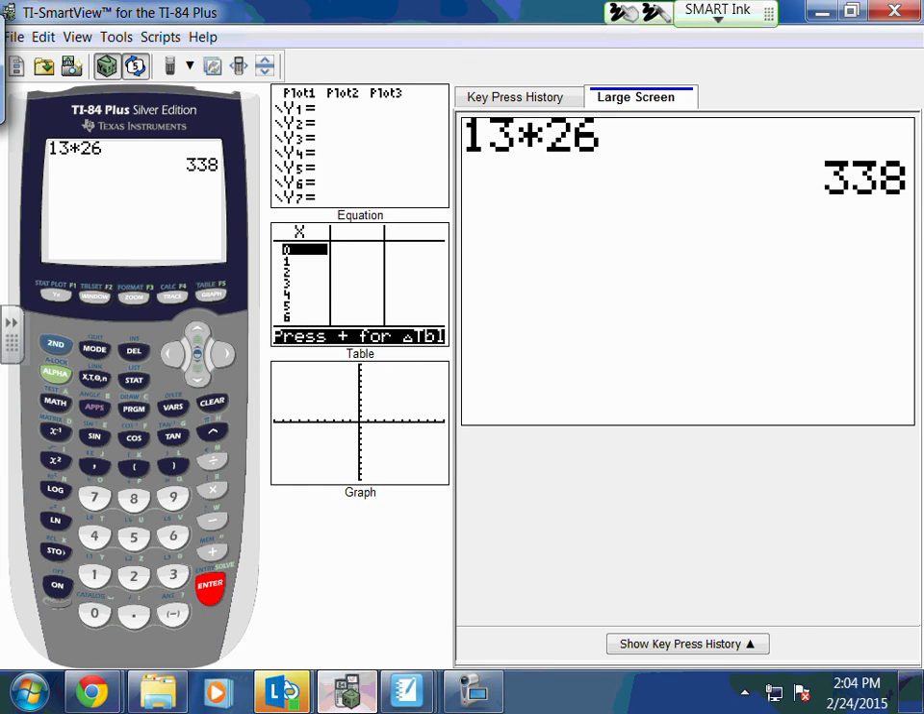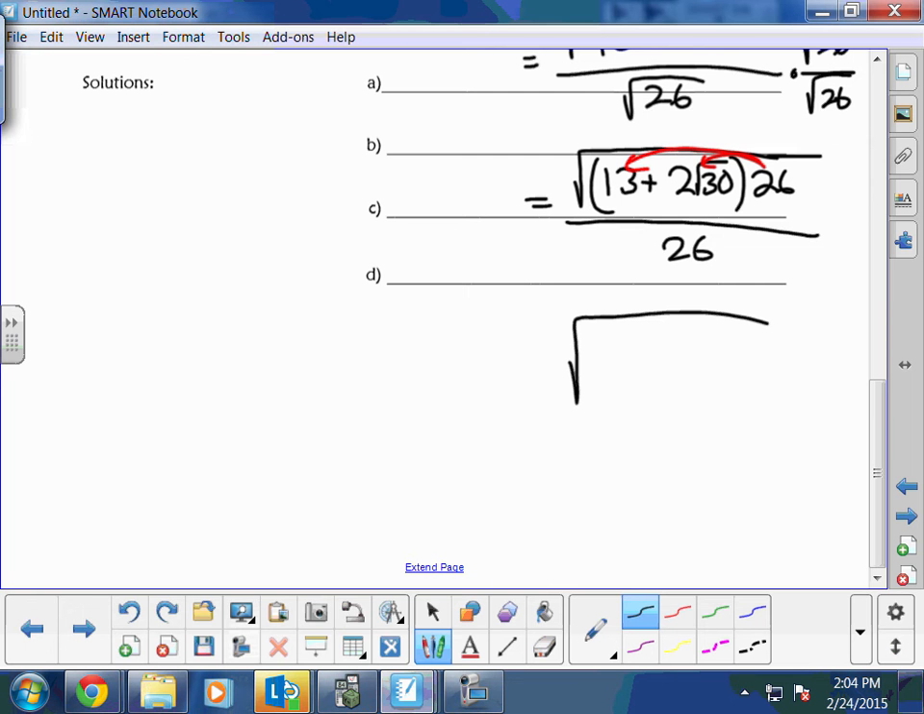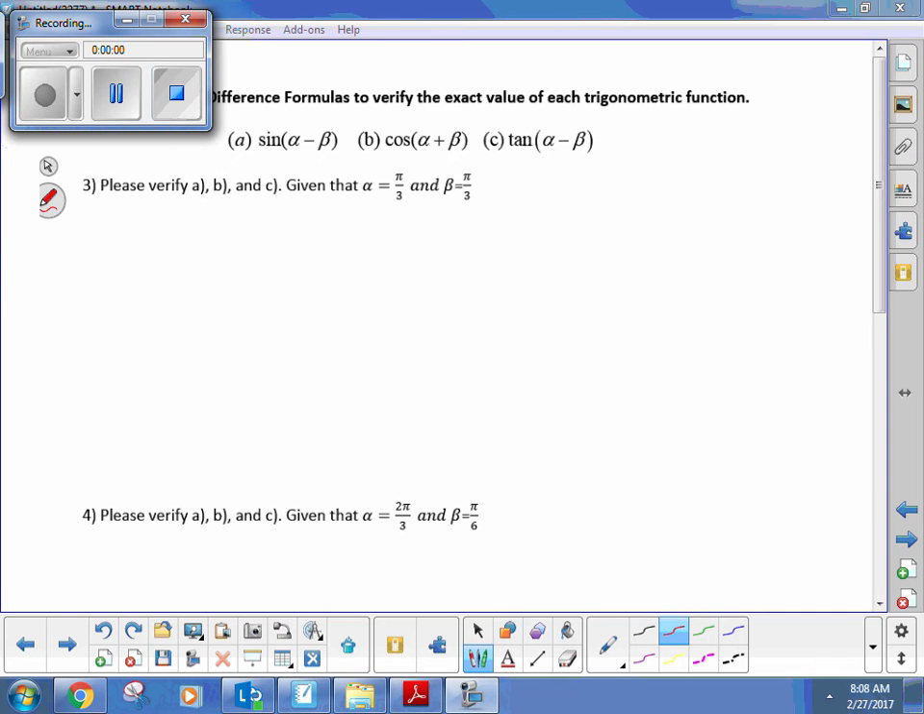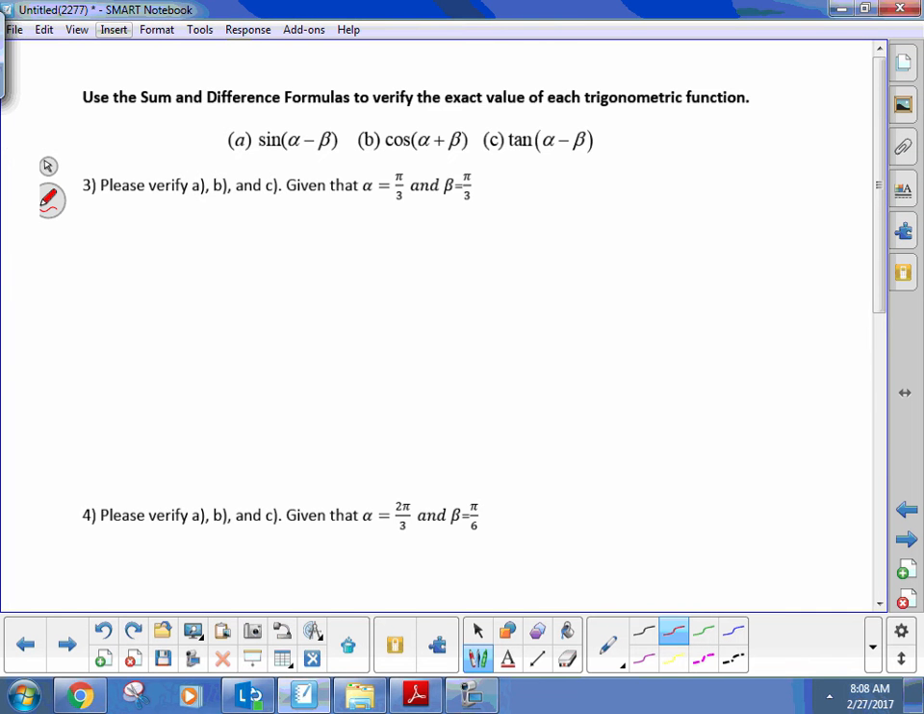338 plus 52, which is 2 times 26, square root of 30. And that's all under the square root, over 26. So this will be the answer for C. And let me go ahead and shift over to the other problems just because I'm starting to run short on time.